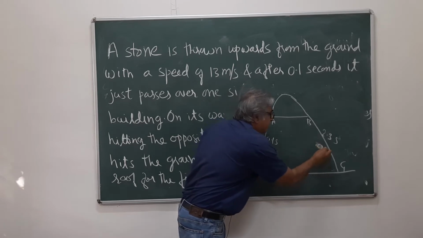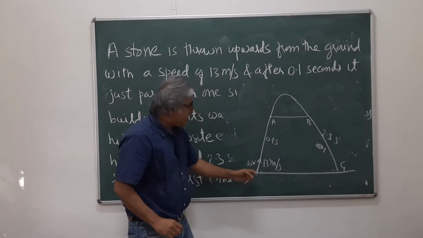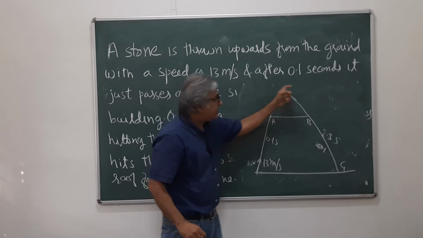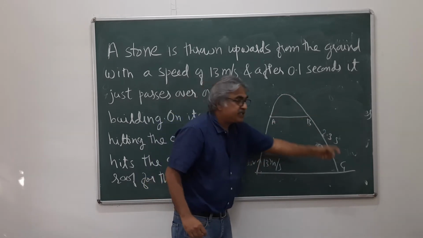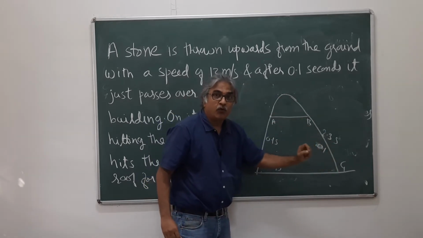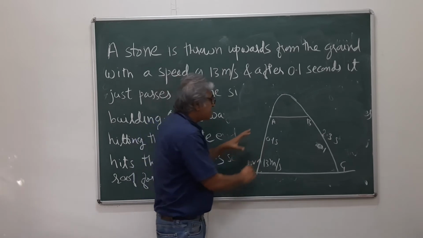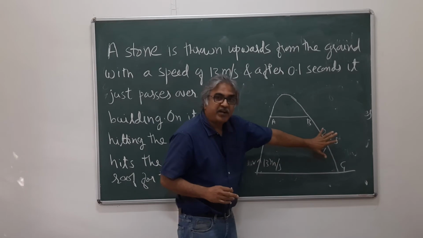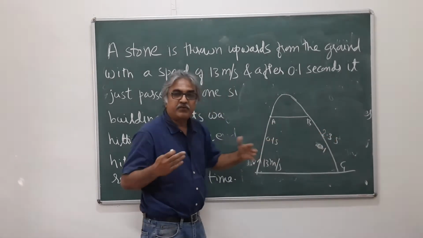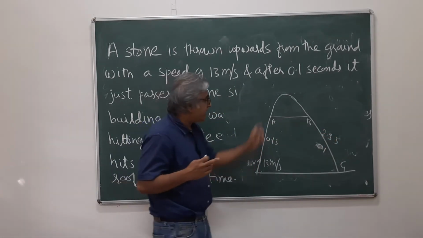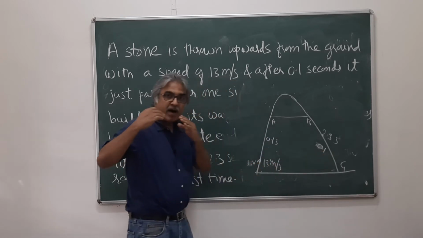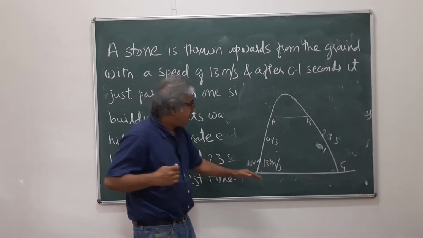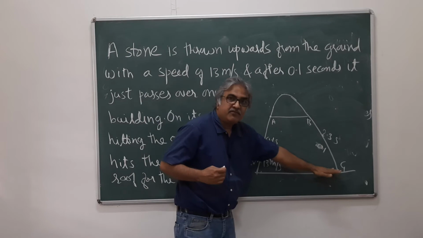It's 0.1. So the total time is 0.1 plus 2.3, this is because from A to G is 2.3, which is 2.4. And so from 2.4, if you reduce 0.1 and this 0.1, that means 0.2. If you reduce 0.2, total time is 2.4 minus 0.1 from here to here, minus 0.1 from here to here.